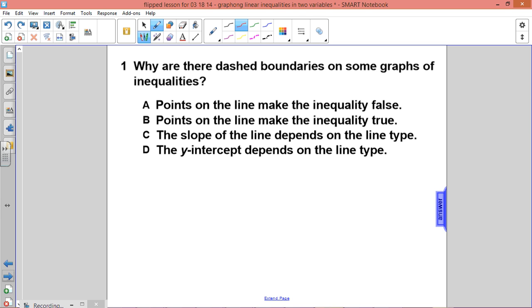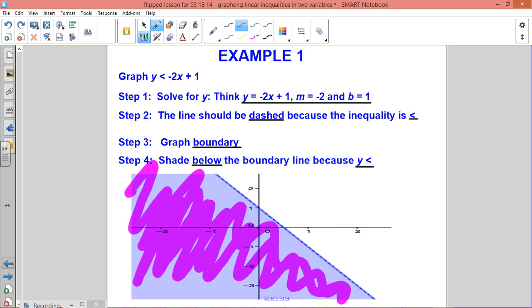Well, we've got 4 choices. Points on the line make the inequality false. Points on the line make the inequality true. The slope of the line depends on the line type. And the y-intercept depends on the line type. How in the world can I answer this question? Well, I'm going to go back to where I just learned it.